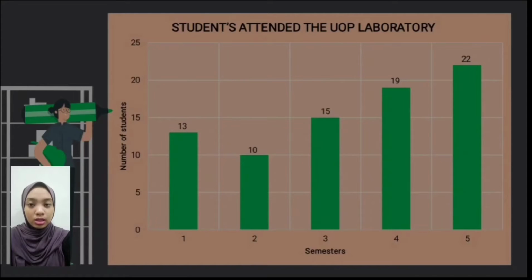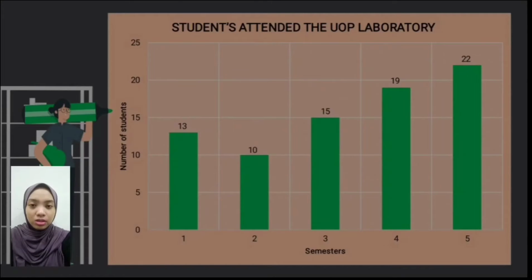Okay, this is a bar graph. The bar graph shows how many semesters students attend the Ungku Omar Polytechnic Laboratory. The vertical axis represents the number of respondents and the horizontal axis represents how many semesters students attend the laboratory. Based on the graph, the highest is in 5 semesters at 22 students, and the lowest is in 2 semesters at 10 students.